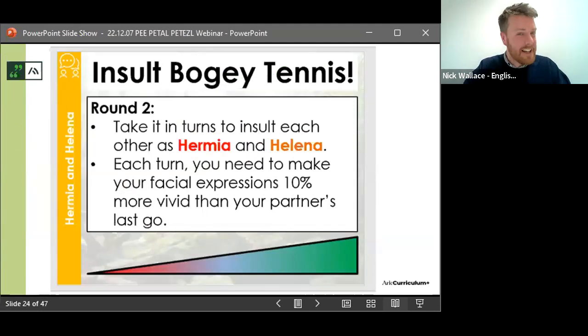I'm going to have to explain this a little bit because I appreciate that insult bogey tennis is perhaps a bit of a strange one. So this is an example from A Midsummer Night's Dream. A Midsummer Night's Dream is a Shakespearean comedy where a love potion creates loads of different conflicts and carnage between four young lovers. There are some other plots as well, but that's one of the main plots we explore in our unit. Two of the female characters, Hermia and Helena, are best friends, but they have a big falling out when the love potion causes one of the men to switch his allegiance from Hermia to Helena.